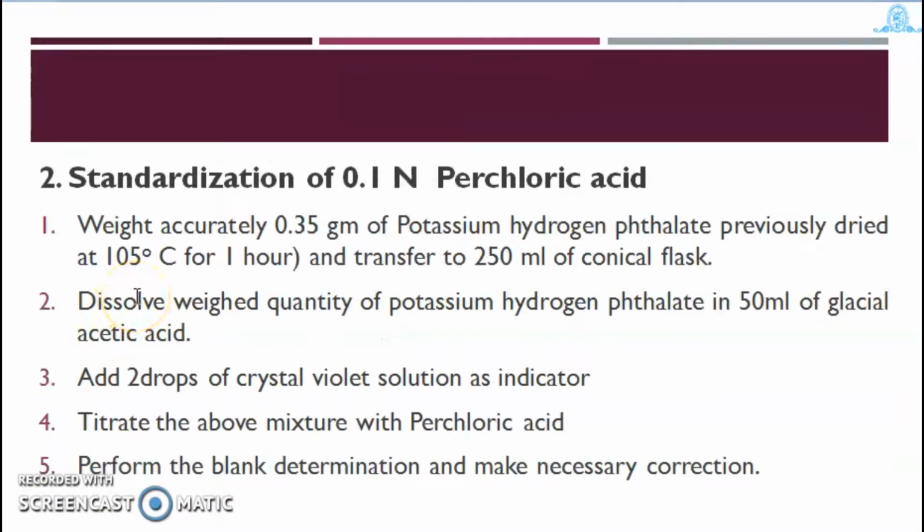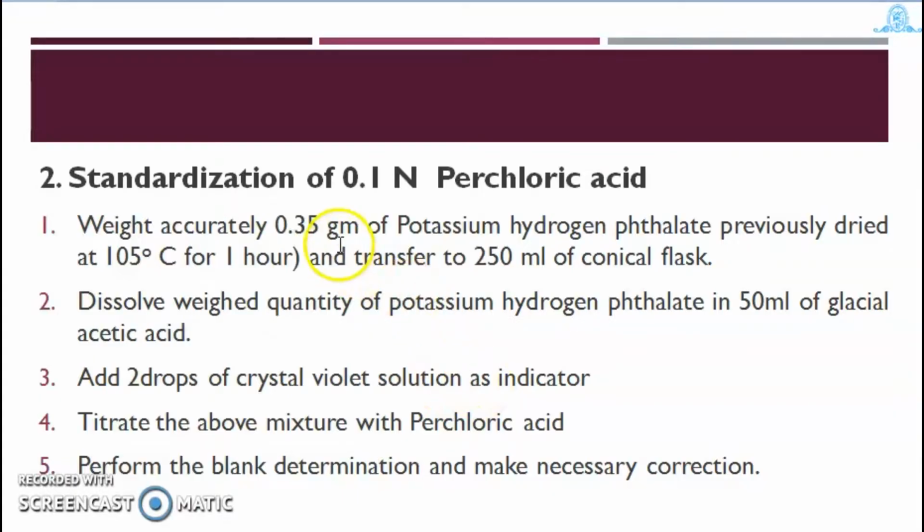Second part is the standardization of 0.1 normal perchloric acid. The procedure is: weigh accurately 0.35 gram of potassium hydrogen phthalate, which is previously dried at 105 degrees Celsius for about 1 hour. Transfer this 0.35 gram of potassium hydrogen phthalate to a 250 ml conical flask. Then dissolve the weighed quantity of potassium hydrogen phthalate in 50 ml of glacial acetic acid. Then add 2 drops of crystal violet solution as an indicator.